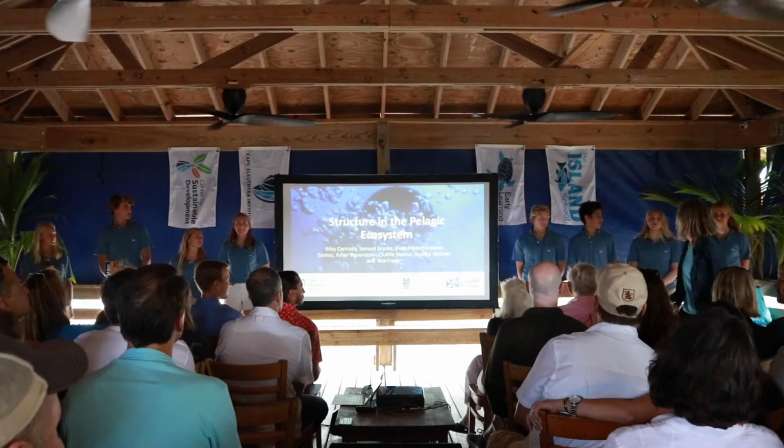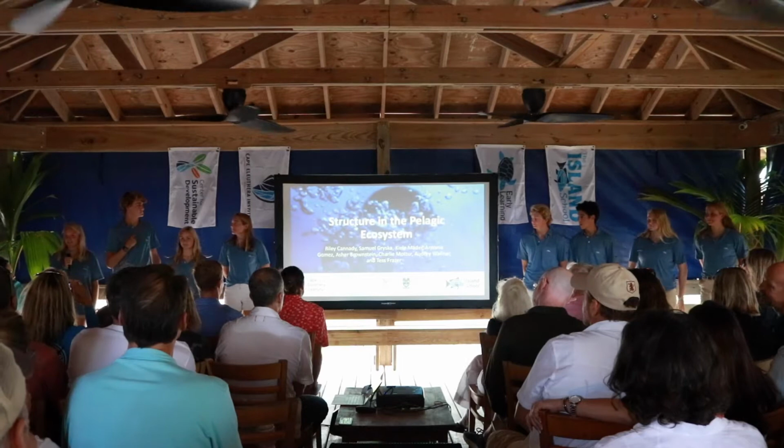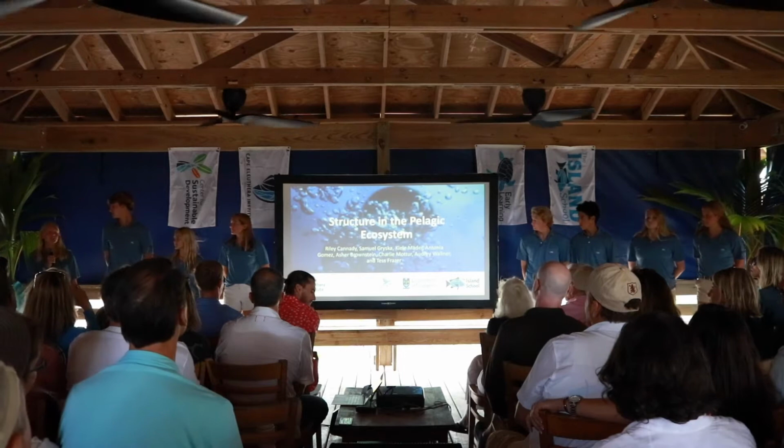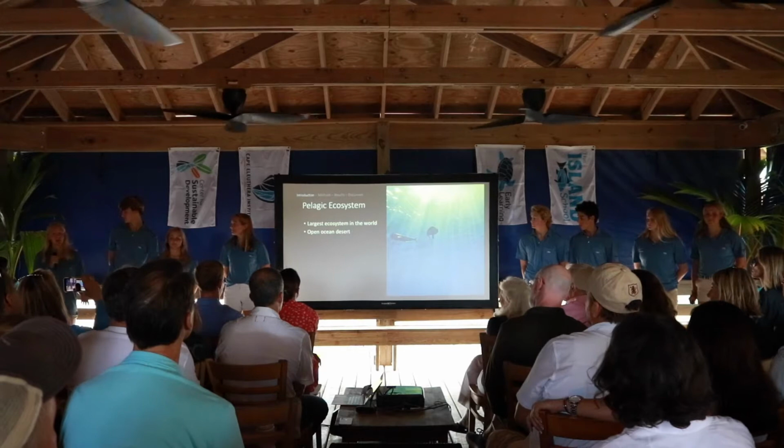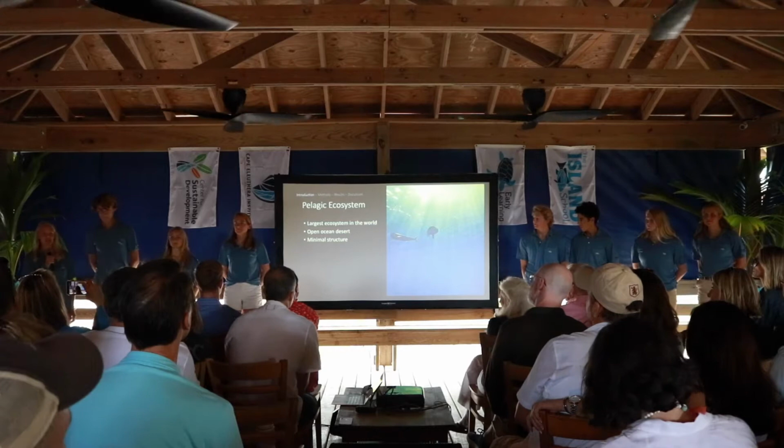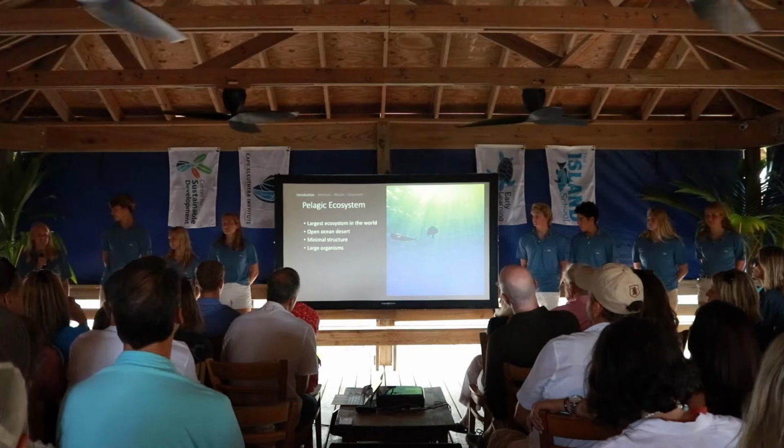This semester, we've been researching how structures interact with the pelagic ecosystem. The pelagic ecosystem is the open ocean that's located offshore. It's the largest ecosystem in the world. This means that there's little to no structure, so whenever there are any floating objects, fish will gather around it. Fish do this for a sense of food security as well as shelter. Organisms such as tuna, mahi, and even sharks are attracted to these floating objects.